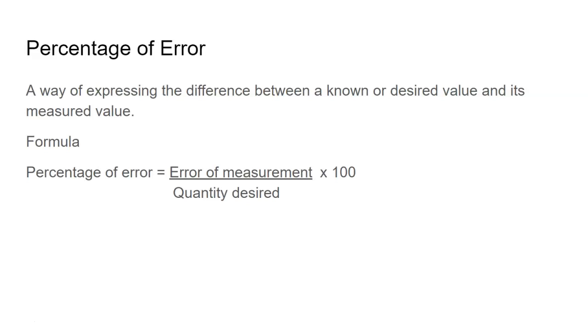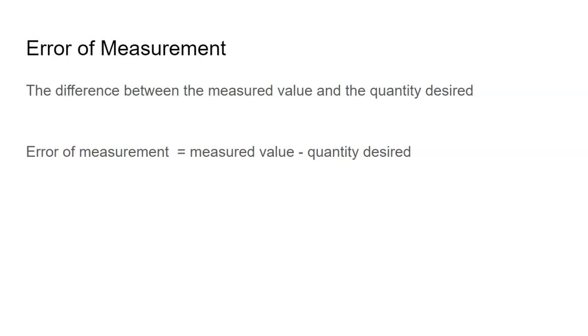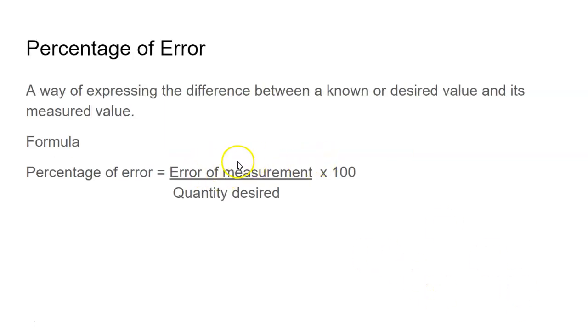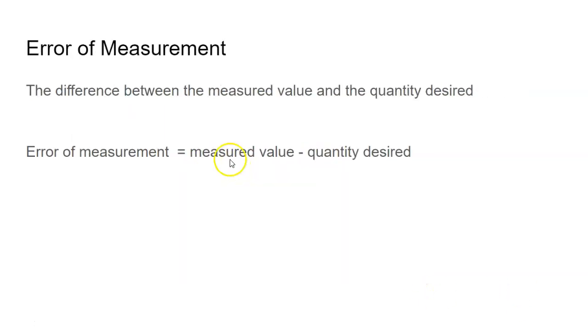So first we want to figure out the error of measurement because that's the first part of your formula. See right here, the error of measurement. So what is the error of measurement? It's the difference between the measured value and the desired quantity. It's just what we actually measured and what quantity we want, and you subtract that, and that's your error of measurement.